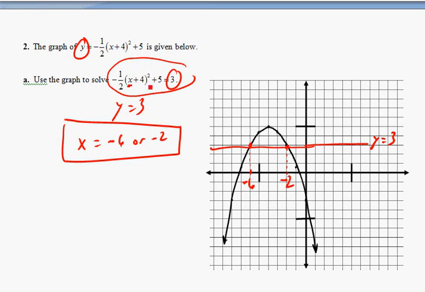Now, in the future, you might not be given these graphs. You could take this and graph it yourself, of course. And you could do that using a graphing calculator, or if you know how to make a graph in this form, you could do that by hand.